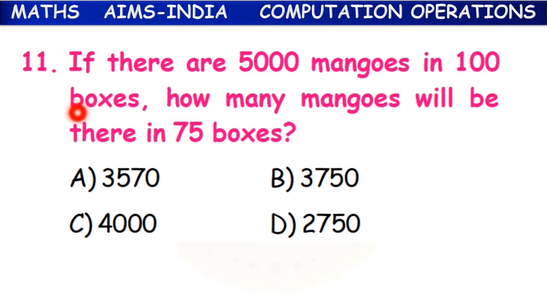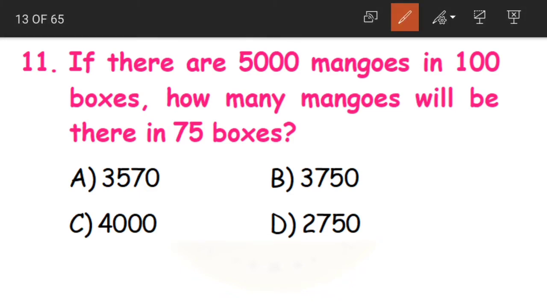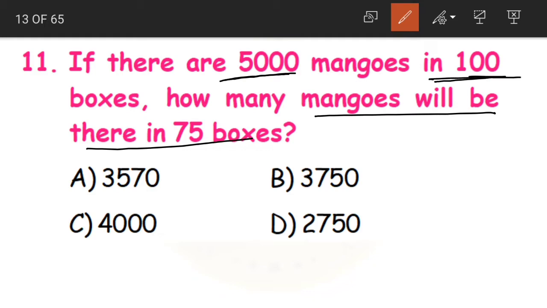Coming to question number 11. If there are 5,000 mangoes in 100 boxes, how many mangoes will be there in 75 boxes? What are they saying? In total there are 5000 mangoes in 100 boxes. Clear, children? Now we need to find out how many mangoes will be there in 75 boxes.